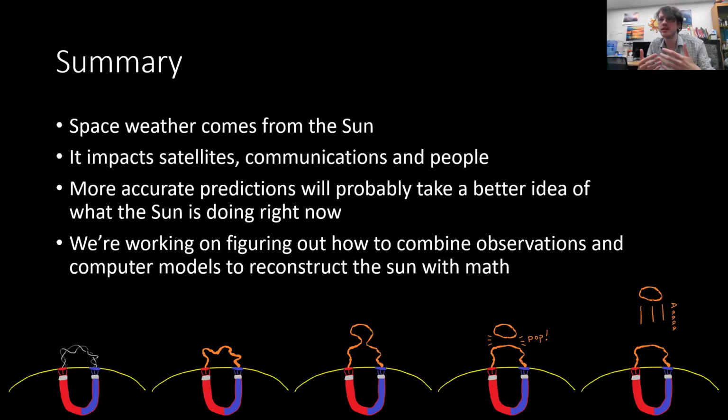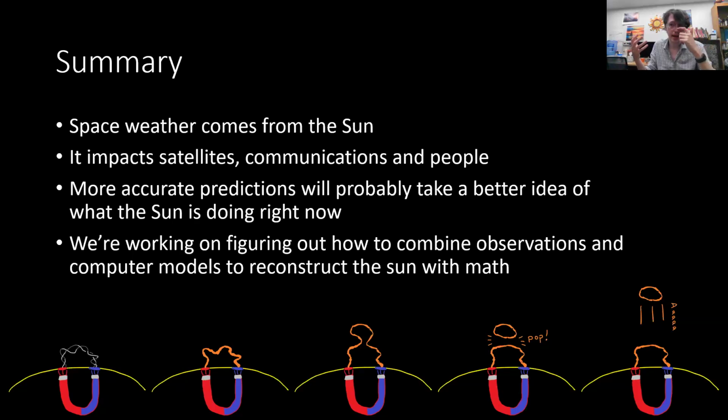And we want to be able to predict these. And to predict them, we need to have a good view of what's happening on the sun right now. But that's hard because the atmosphere of the sun is translucent, and we can only see it from one angle. So it's hard to tell where along our line of sight these structures are. It's hard to tell how twisted they are.